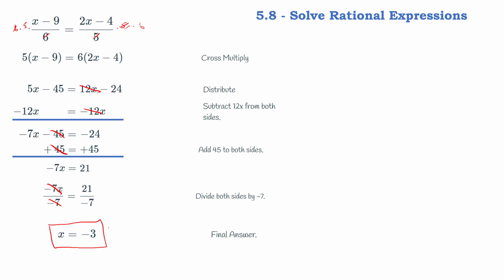Alright, let's do another example here. We have x plus 6 over x plus 3 equals 4 over 7. Let's do a little cross multiplication on this one as well. We're going to get rid of the 7, and then we'll get rid of that x plus 3, and cross multiply to get rid of the fractions. And then we're going to need to distribute.